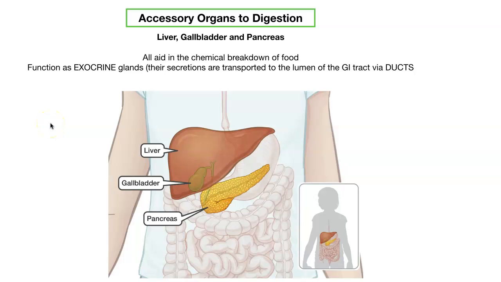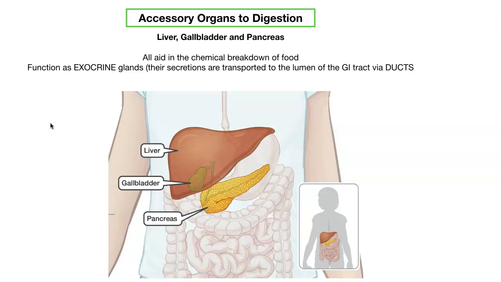Okay, class, this is the last video on the digestive system. We're going to be doing the liver, gallbladder, and pancreas. These are all accessory organs. Remember, they're not part of the GI tract.